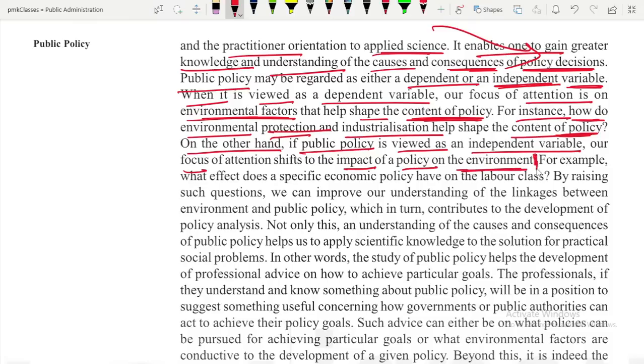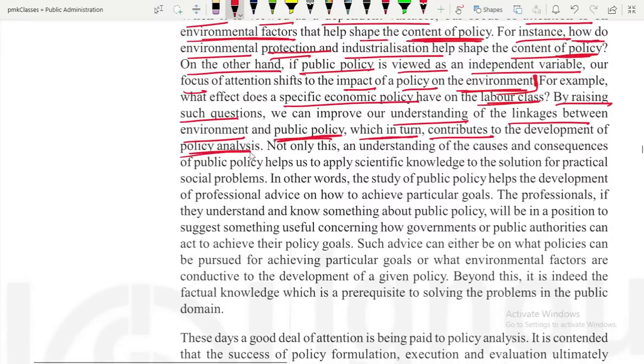So likewise we will understand the policy, whether the policy will impact on the environment or not, or the environment will impact on the policy or not. Okay, likewise we will understand in both the contexts. So for example, what effect does the specific economic policy have on the labor class? By raising such questions, we can improve our understanding of the linkage between environment and public policy, which in turn contributes to the development of policy analysis.